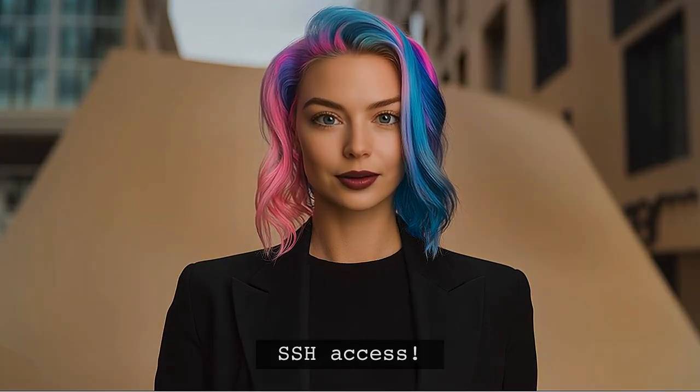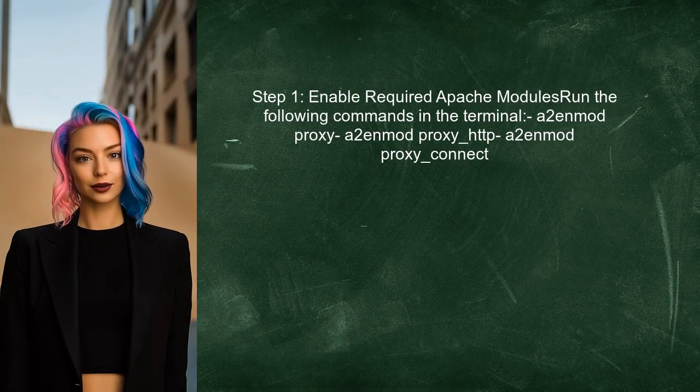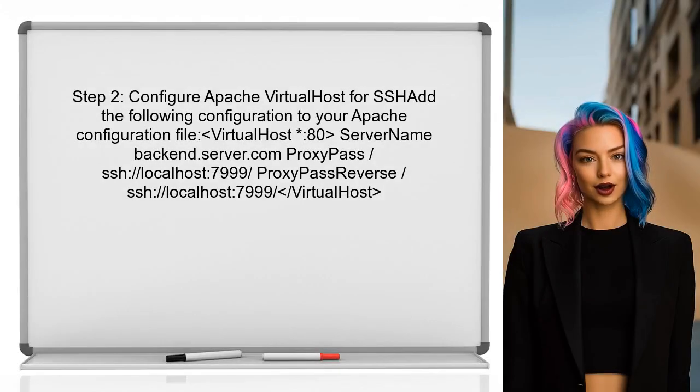SSH access even further. To begin configuring SSH port forwarding with Apache, the user should first ensure that the necessary modules are enabled. This includes the proxy and proxy_http modules. They can enable these modules using the command line. Next, the user needs to configure the Apache virtual host to handle the SSH connections. This involves adding a new virtual host entry specifically for the SSH port.